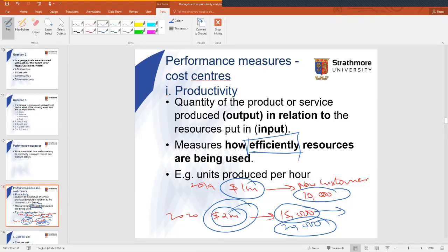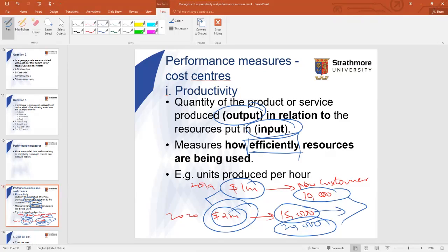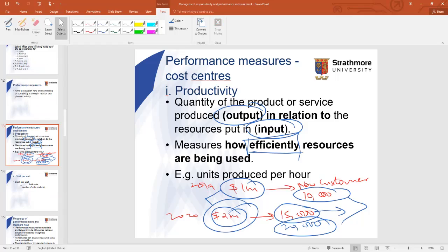We'll call this the productivity ratio, comparing input versus output. Output versus the input. This is the input, the amount of dollars. This is the output, the new customers the company has been able to attract over that particular time period. That's the first ratio, the productivity ratio. Clear? Okay, silence means that it's clear.